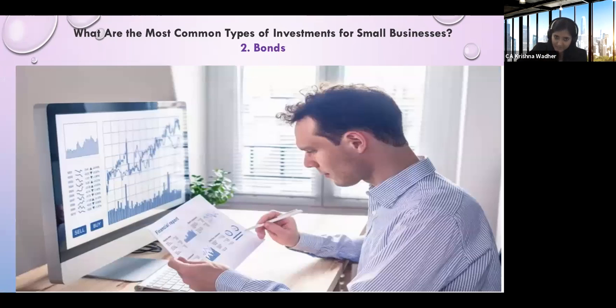Second is you can invest in bonds. There are various different types of bonds. There are different types of government bonds also, where risk free bonds are also there, where you do not have to take any risk, but the return is fixed, but the return amount is smaller.